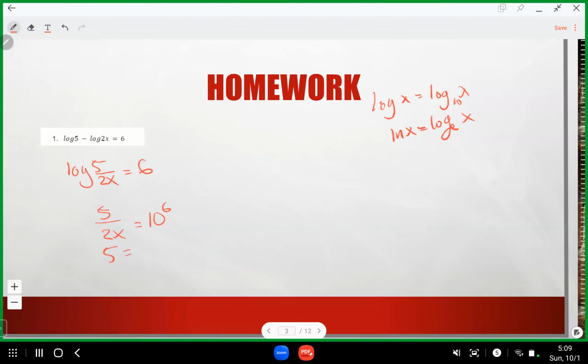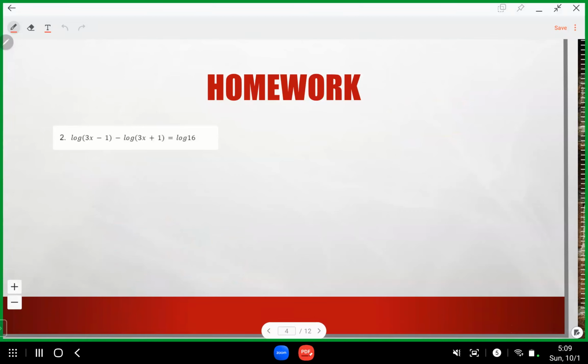Yeah. Okay, let me check. Right. So yeah, this is it. That's a pretty small answer, but that's how you do it. So make sure you know how the log works, how to change it into exponential form too. Okay, let's go to the next one and try to solve this one.